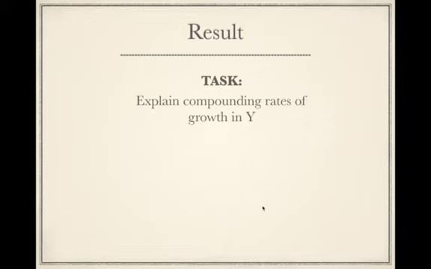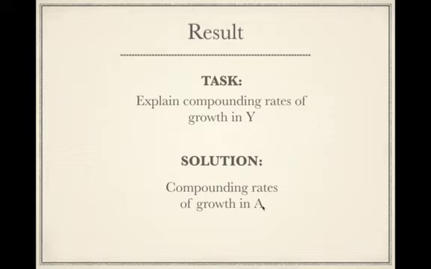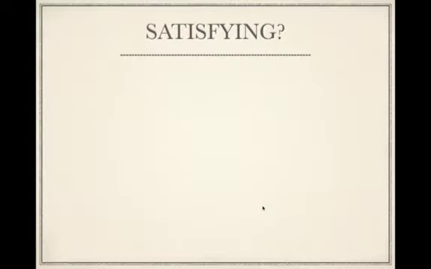So our task here, if you think about where we set out, our task was to explain compounding rates of growth in output. And we went through and we ruled out a bunch of stuff. We ruled out physical capital. We ruled out human capital. We ruled out labor. Our answer ends up being compounding rates of growth in Y, or compounding rates of growth in technology. But as I mentioned, we've ruled out changes in capital. They on their own can't get us there.